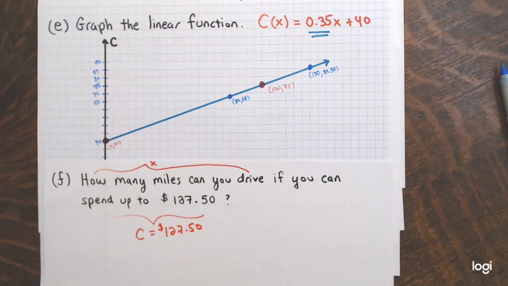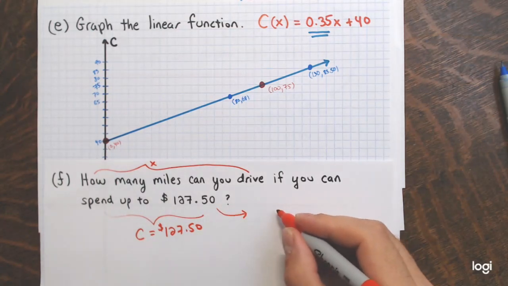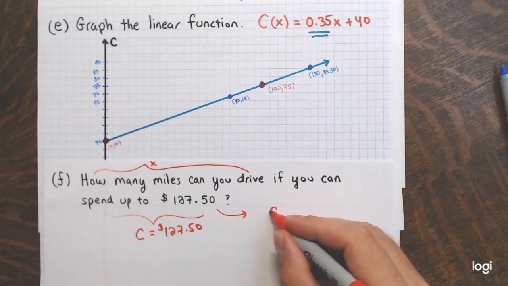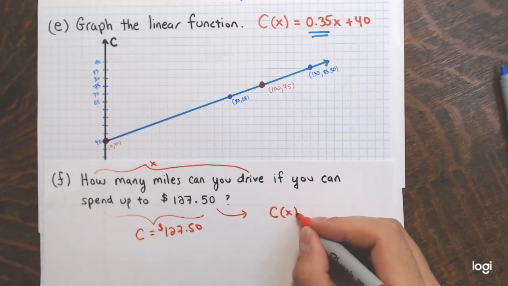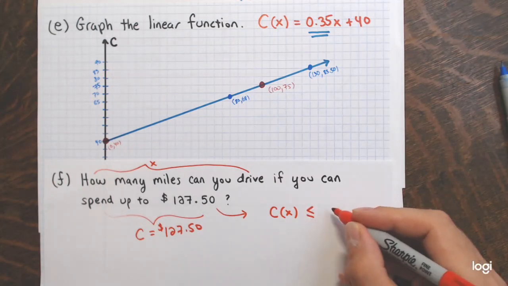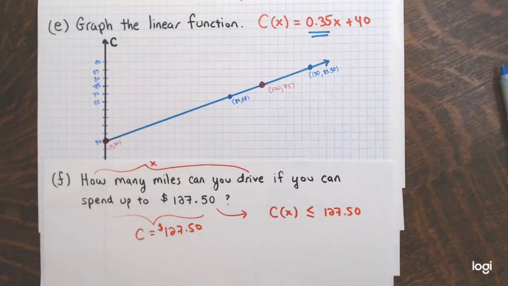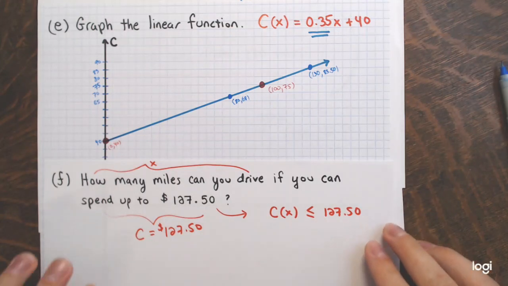and asking for a value of x. Now technically I should say that you can spend up to $127.50. So they're saying the cost C of x, right? This is the cost of driving x miles, can be up to, less than or equal to $127.50, right? So we're going to actually solve a little inequality here. You could just solve this equation as well and maybe use the graph to determine you can drive so many miles, but I'll solve this inequality.